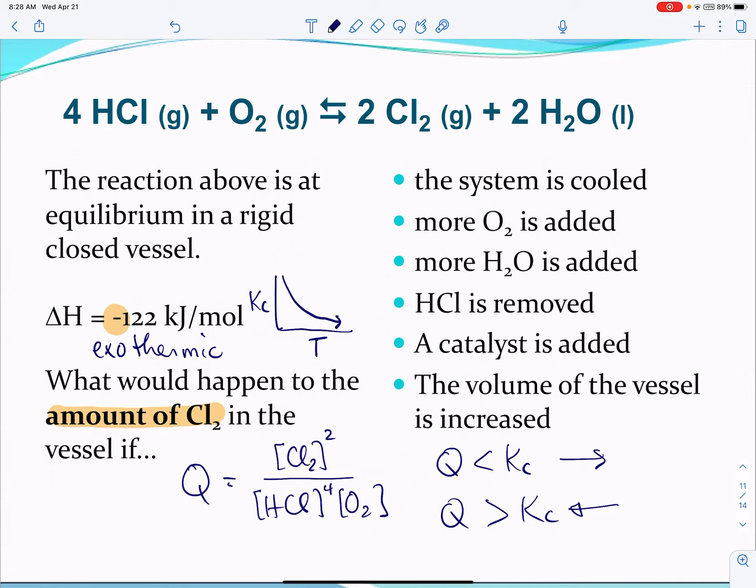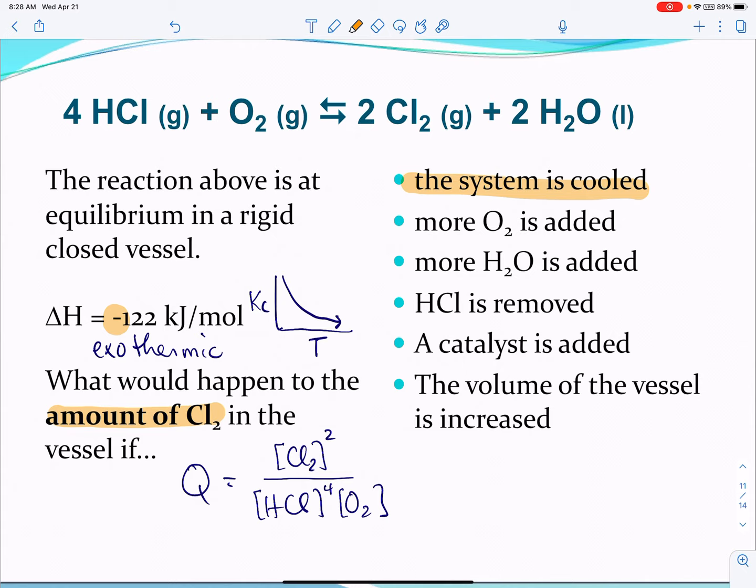All right, so with that in mind, you should pause the video as needed. So let's look at the first stress. We're going to cool the system down. Okay, that's the first thing. So jot that down in your notes. Cool the system down. What will happen to the amount of chlorine if we do this? Well, first we look at Q and we recognize that cooling the system doesn't change any of the concentrations in Q. So cooling the system has no effect on Q, so Q is unchanged.